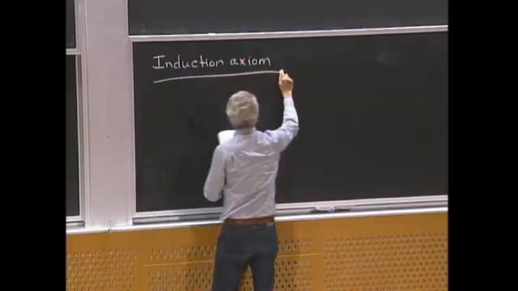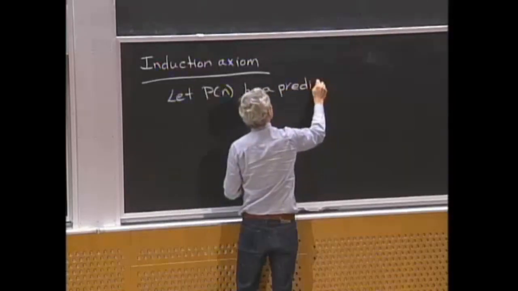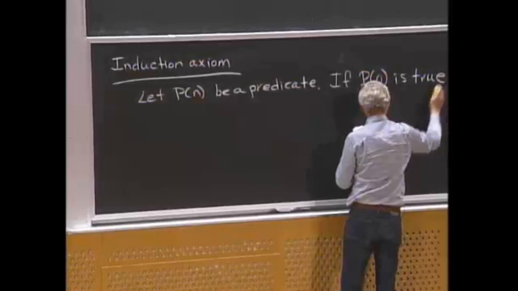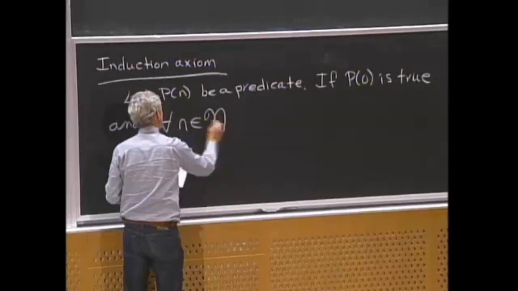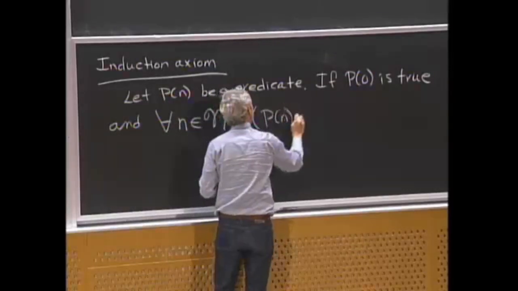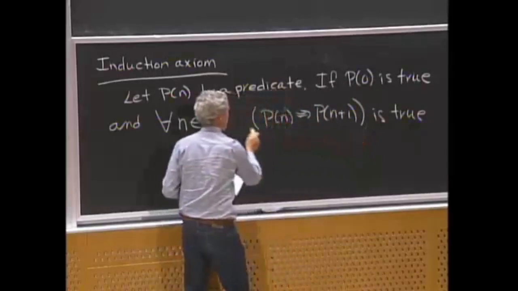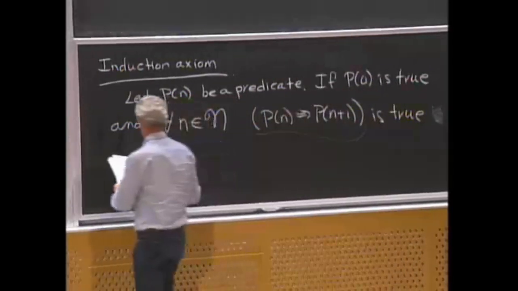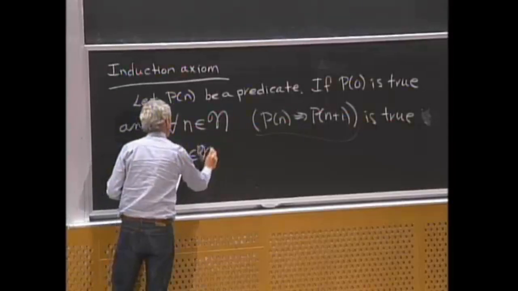So let me state it. Let P(n) be a predicate. If P(0) is true, and for all natural numbers n, P(n) implies P(n+1) is true, so here I'm saying that this is true for all n, then for all n natural numbers, P(n) is true.